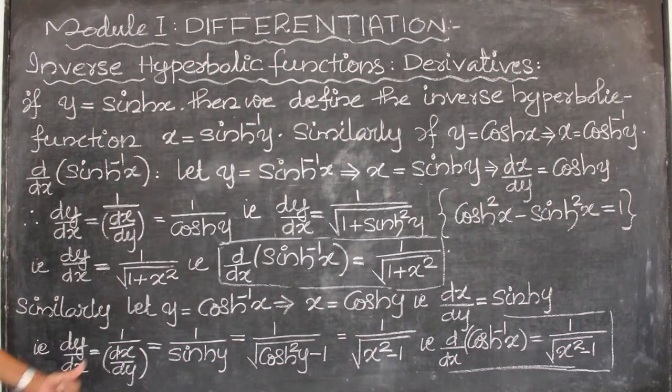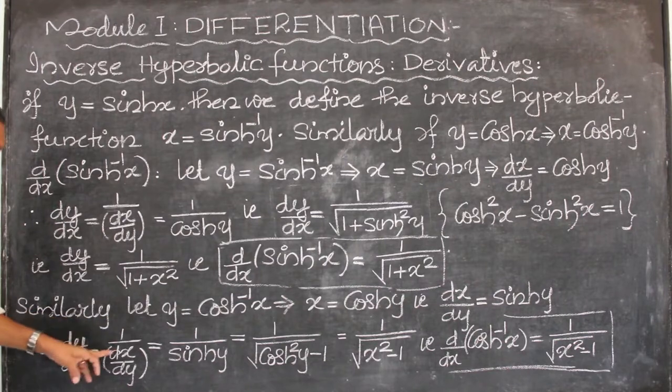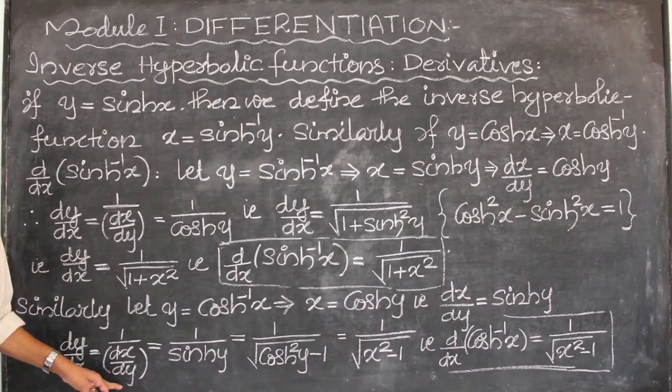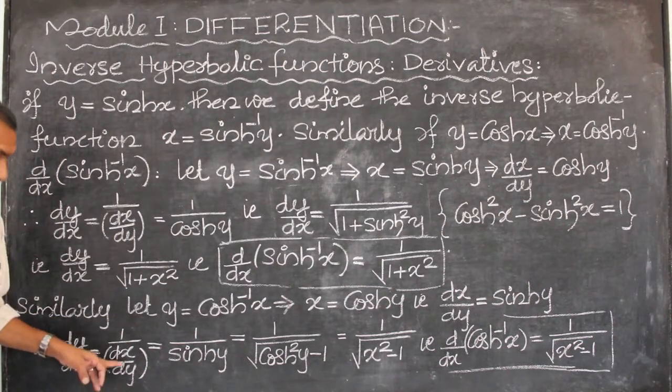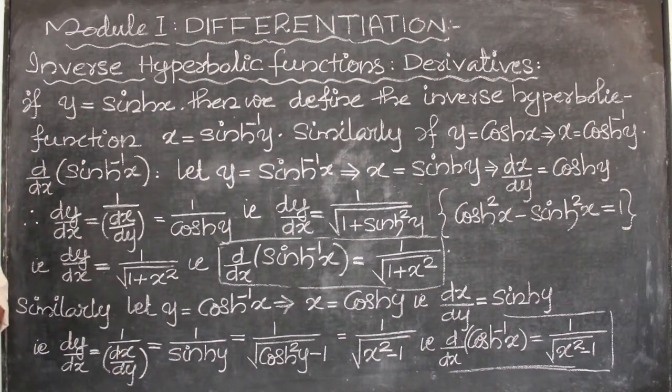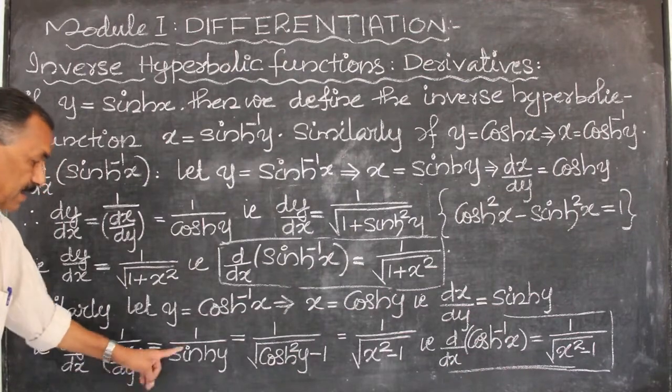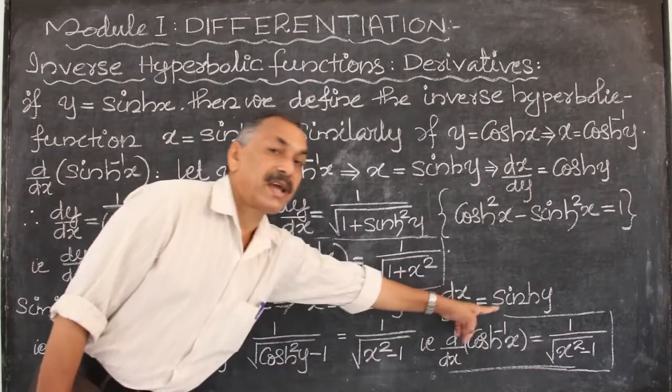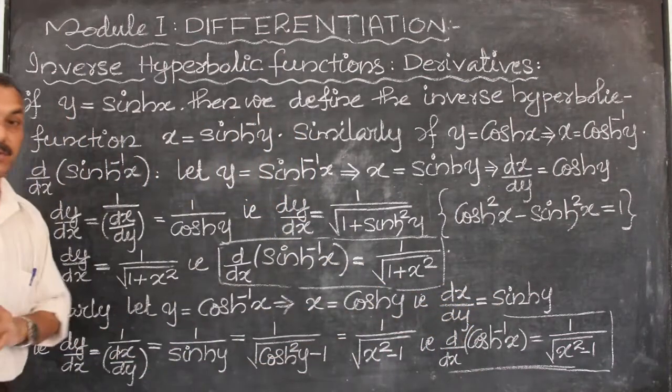dy by dx is equal to 1 divided by dx by dy. Multiplying accordingly, we get dy by dx. Or 1 divided by dx by dy. What is dx by dy? Sin h y. So 1 divided by sin h y.